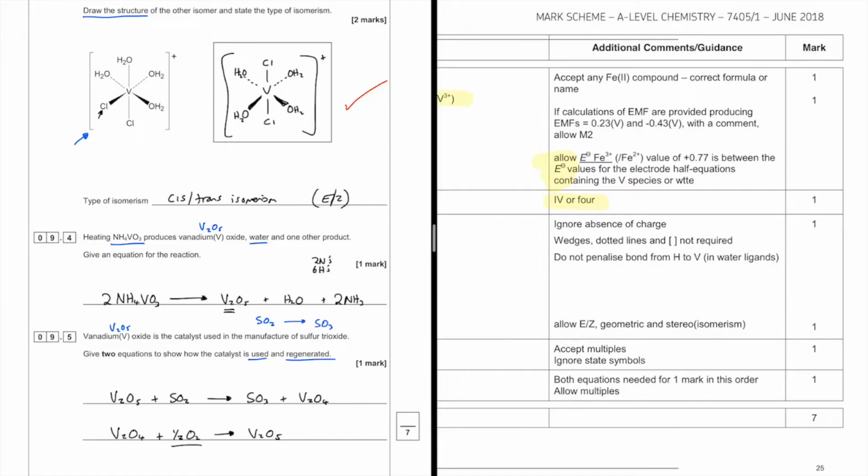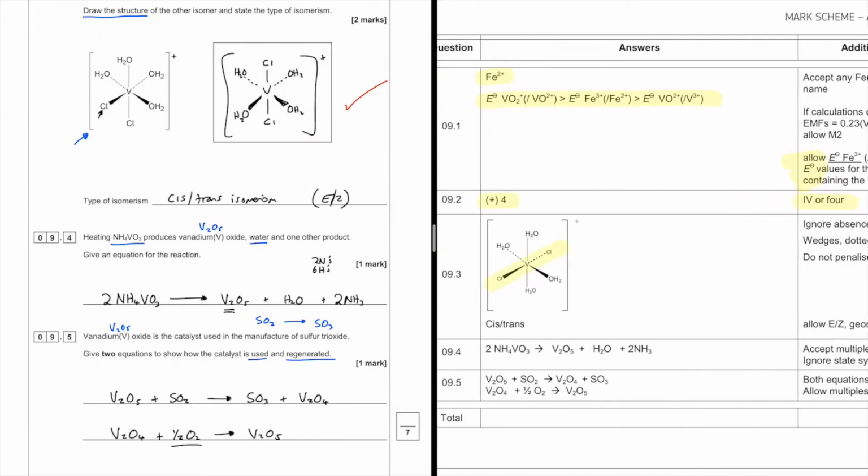Ignore absence of charge. Wedges, dotted lines and square brackets are not required. Do not penalise bond from H to V in water ligands. Oh, that's a bit naughty. You should be going, in terms of those bonds between the vanadium and oxygen, to the oxygen, not to the hydrogen. But apparently they're letting you get away with that here.